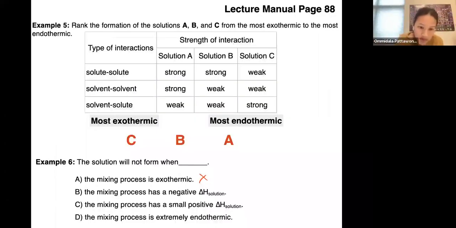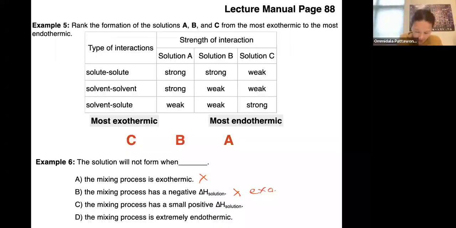Now let's take a look at B. Solution will not form when the mixing process has a negative delta H of solution. That's not true either, because a negative delta H again indicates exothermic. And we already see that when the process is exothermic, it is actually favored. The negative delta H is going to drive the reaction to occur spontaneously, along with the entropy change that is positive.